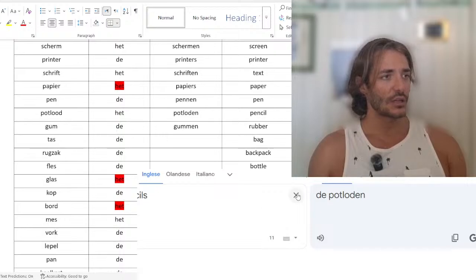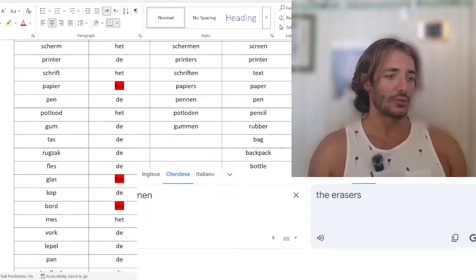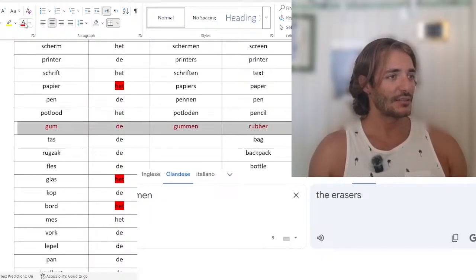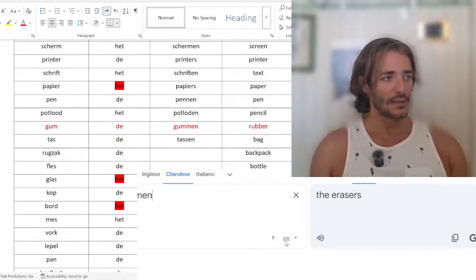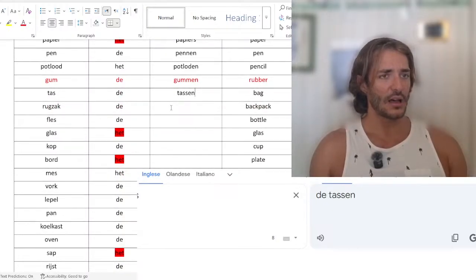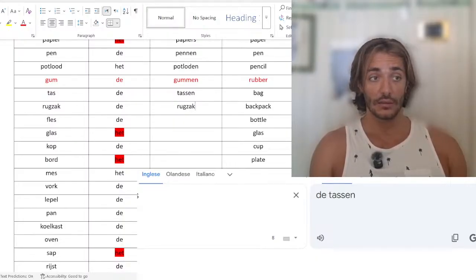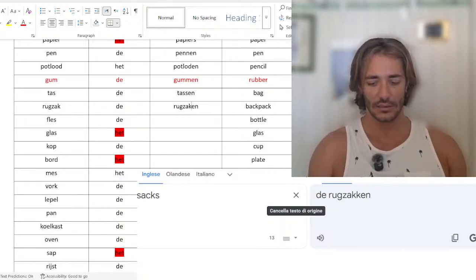human. Let's check. Oh my god. Okay, so I don't know. This one stays like this. Okay. The Tass, the Tassen. Let's see. Yeah. The Rugzak, the Rugzakken, Rugzaken, Rugzak, Rugzaken. I don't know. The rucksacks, Zacken, yes. Rugzaken.